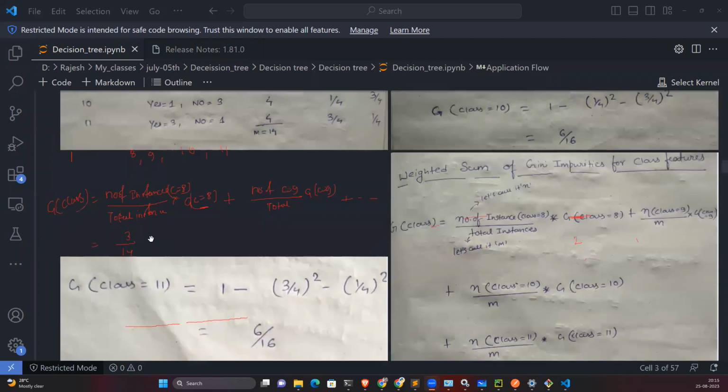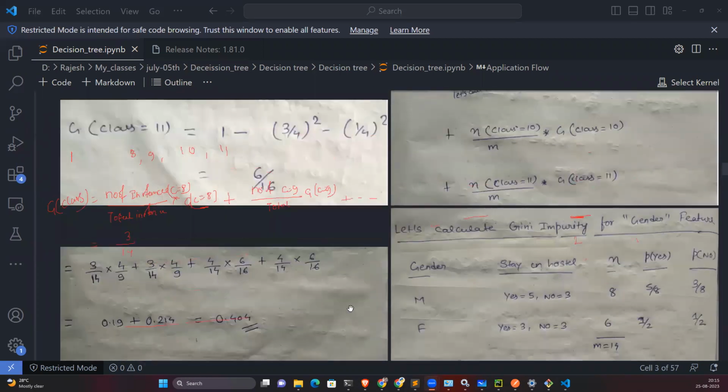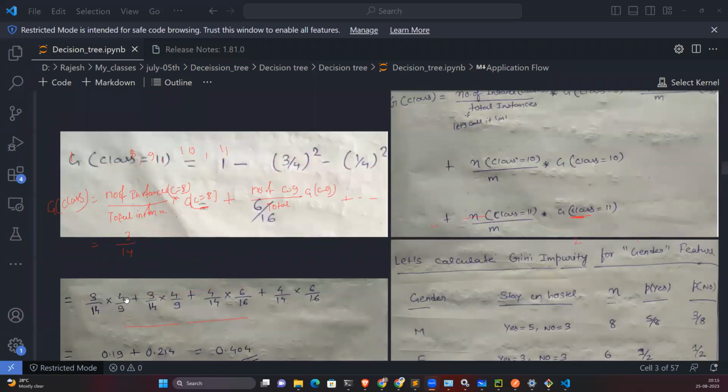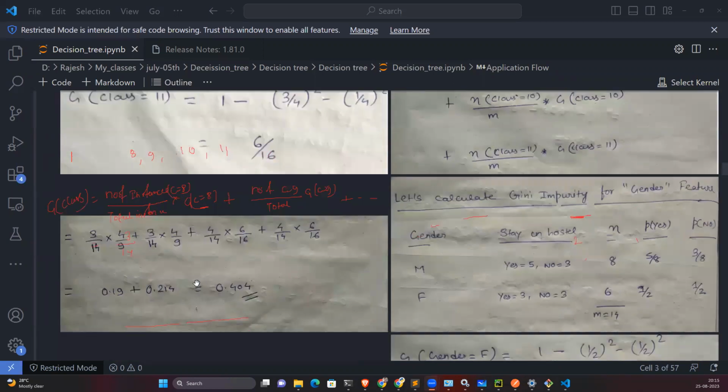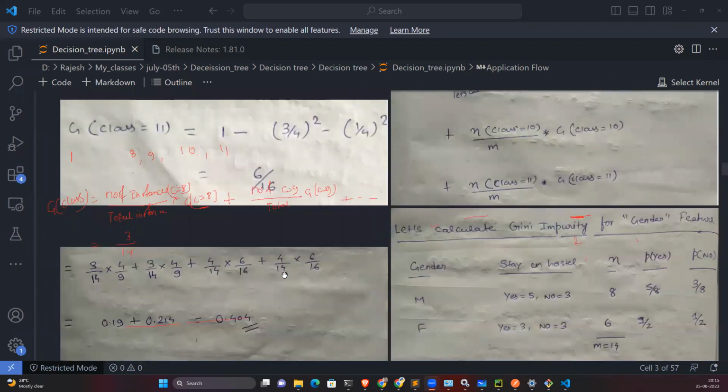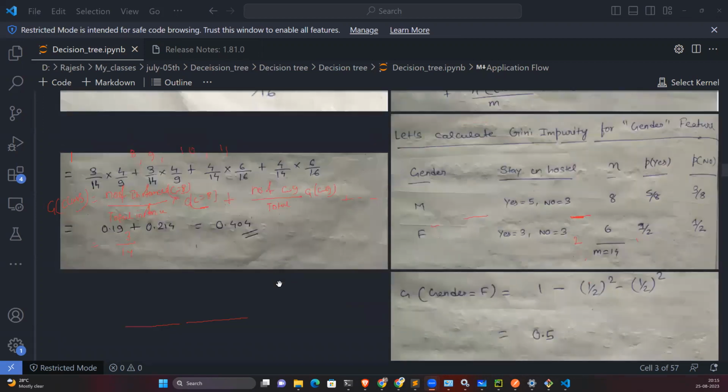So here we can write 3 divided by... Yes, the same thing has been written here already. So see, 3 by 14 into 4 by 9, 3 by 14, 4 by 9, 4 by 14, 6 by 16. And in total, the Gini indexing is coming to 0.404. You guys can understand how it came, this part. Right? Any question till now? If yes, then please do let me know. Any question? How it came 0.404?